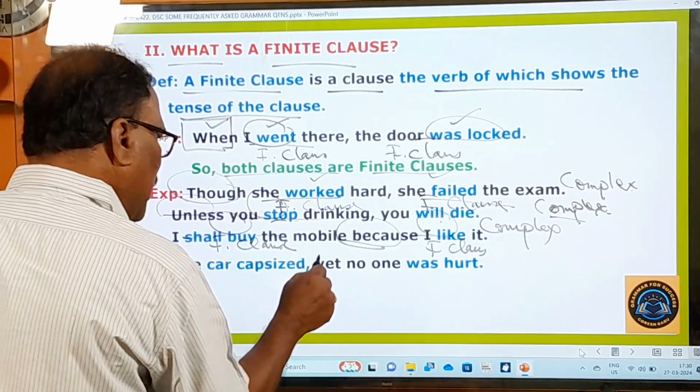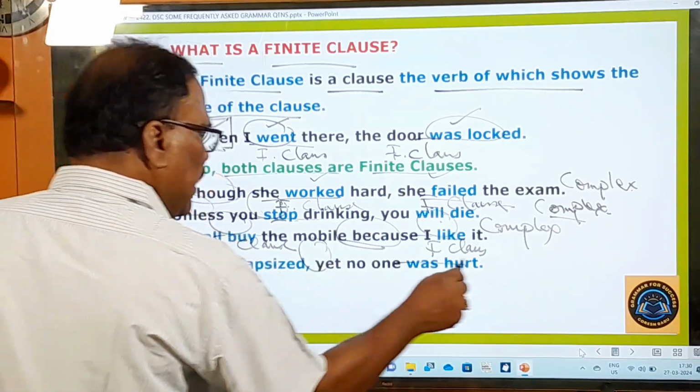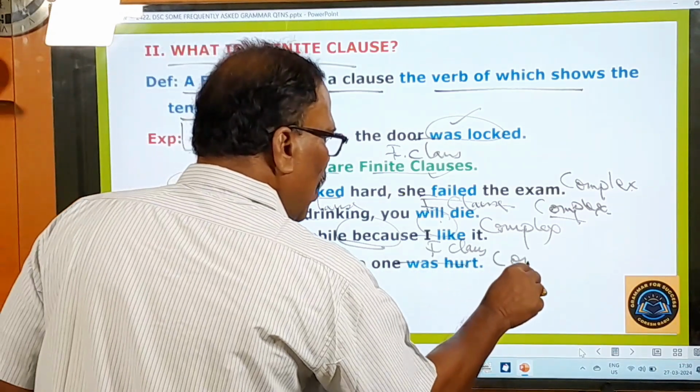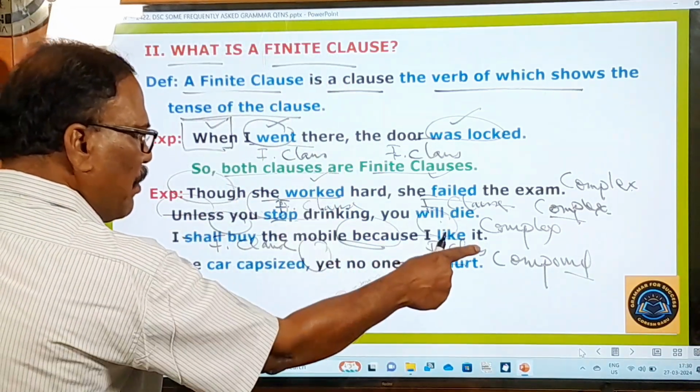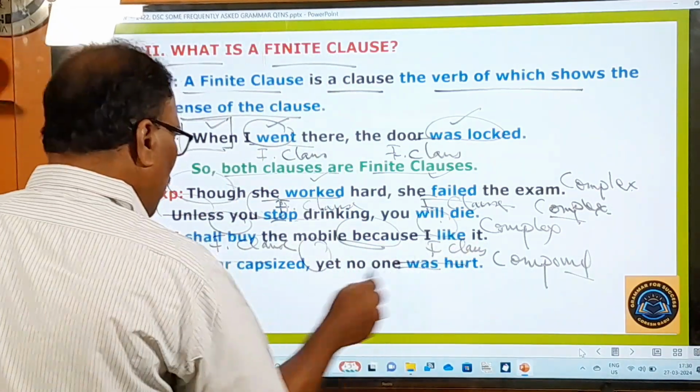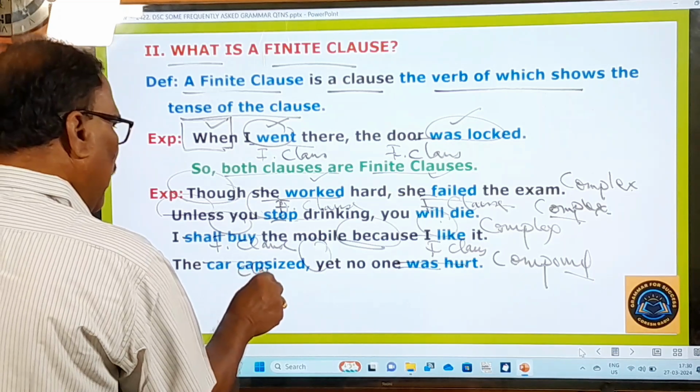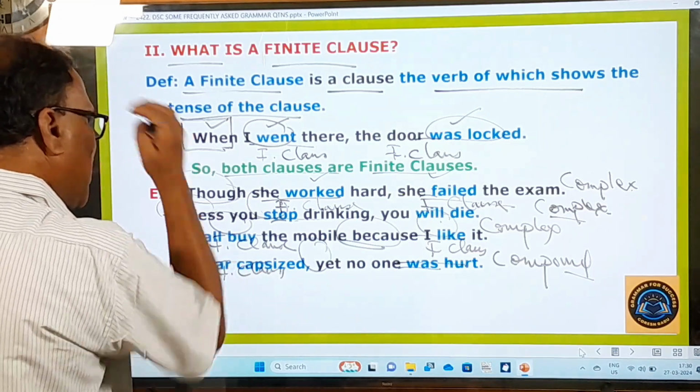And "The car capsized, yet no one was hurt." "Yet" is used in this, therefore it's a compound sentence. This is a coordinating conjunction, so it's a compound sentence. This is a clause, this is a clause. What kind of clause is this? This is a finite clause because the verb is showing the tense.